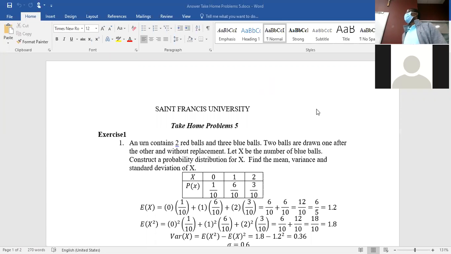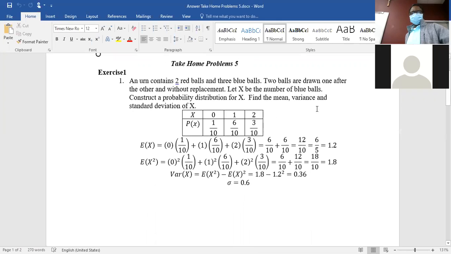We want to look at take-home problem 5. A pile contains 2 red balls and 3 blue balls. 2 balls are drawn one after the other and without replacement. Let X be the number of blue balls. Construct a probability distribution for X.